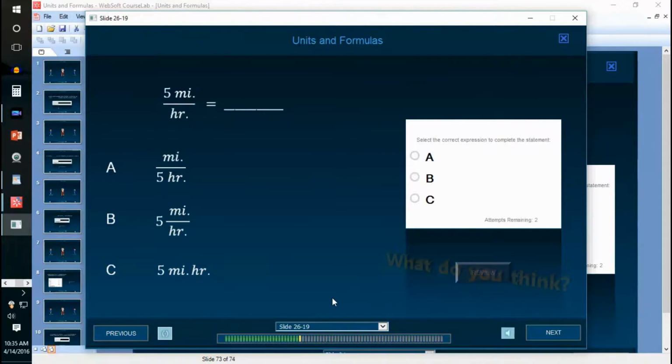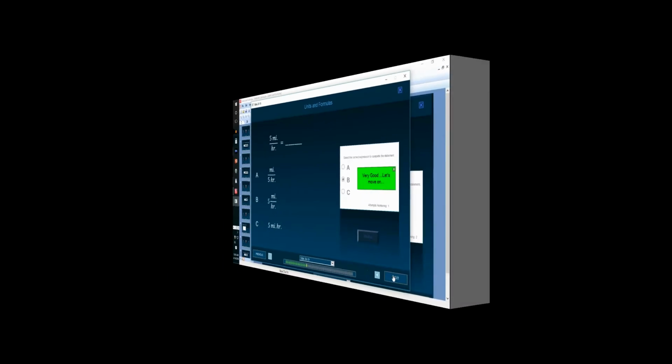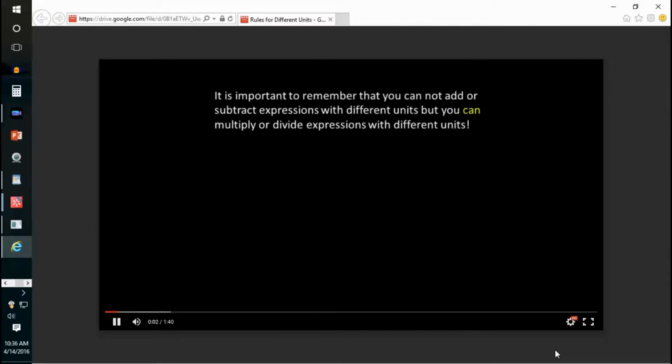5 miles per hour can be rewritten as which of the following? Very nice. The answer choice is B, 5 miles per hour. It is important to remember that you cannot add or subtract expressions with different units, but you can multiply or divide expressions with different units.